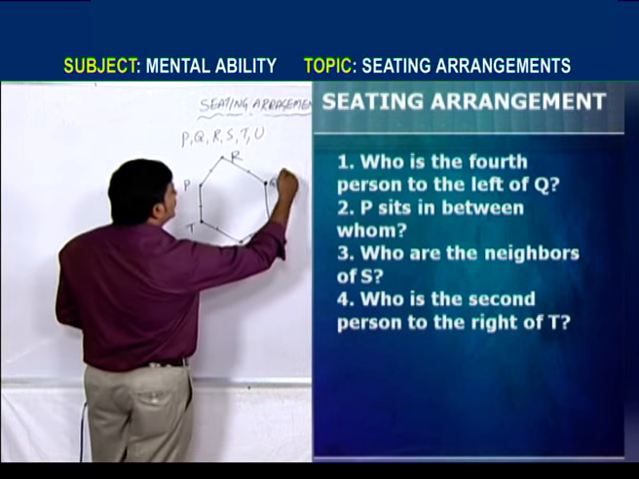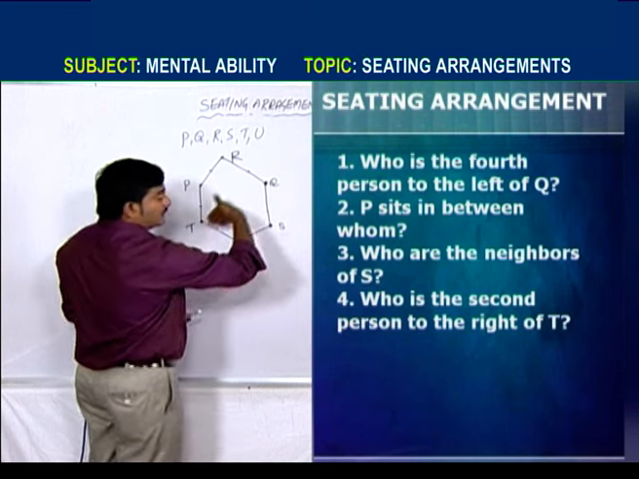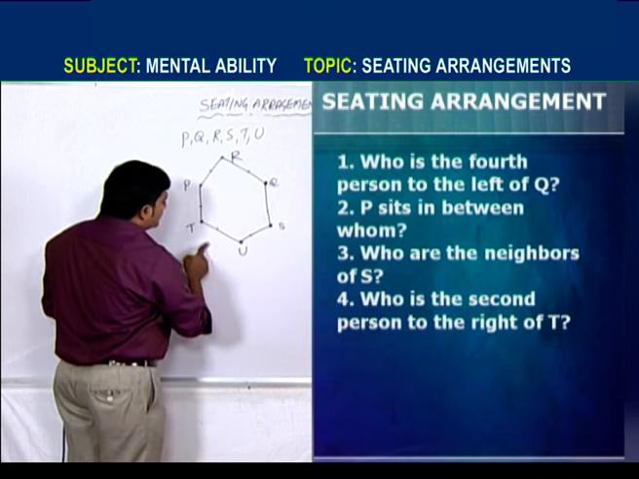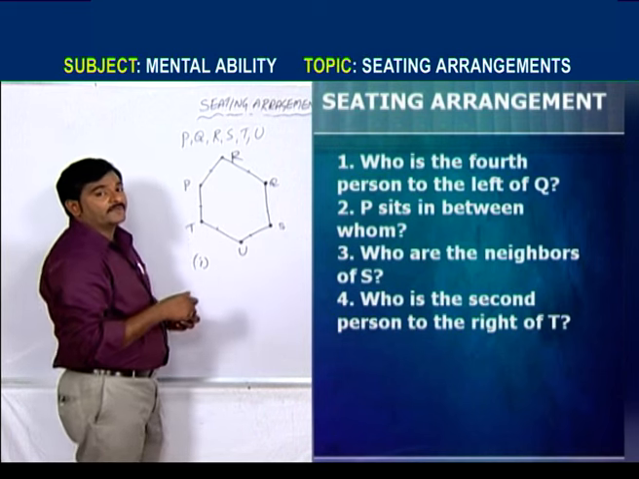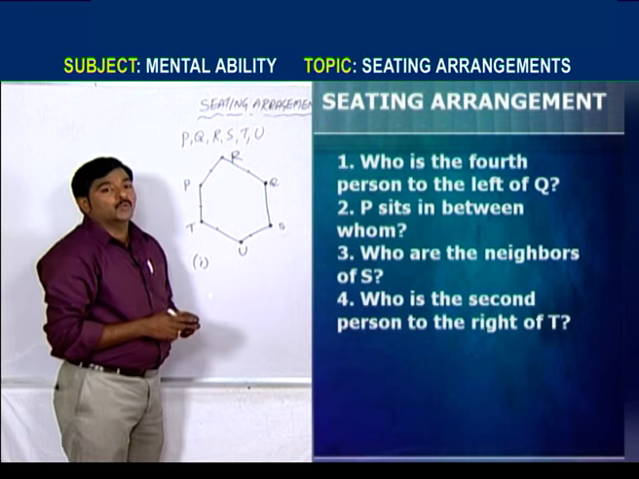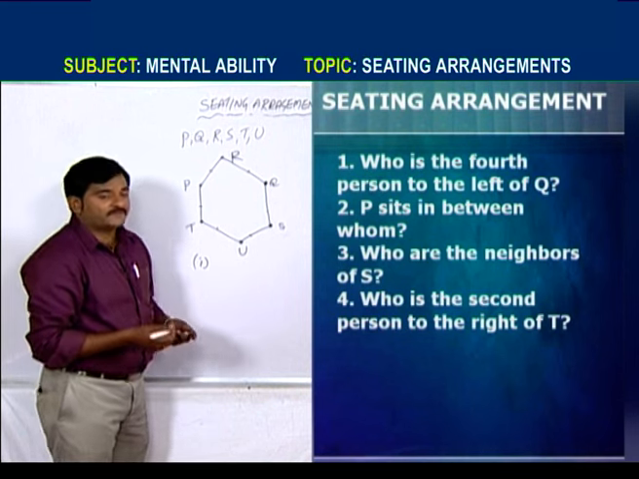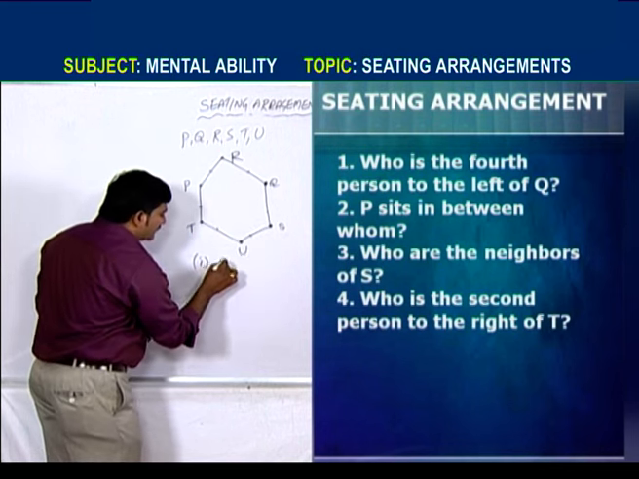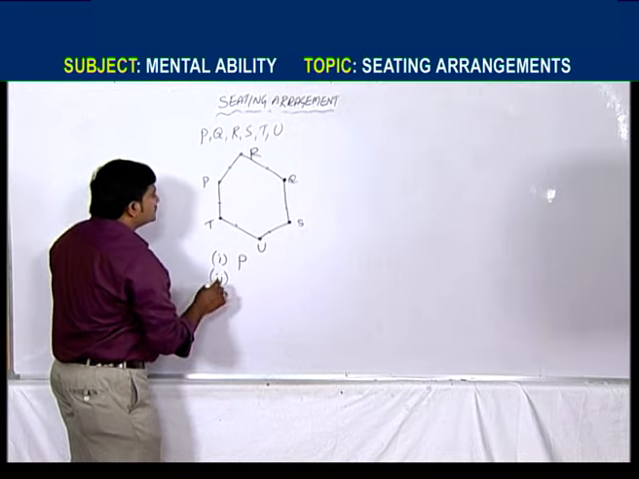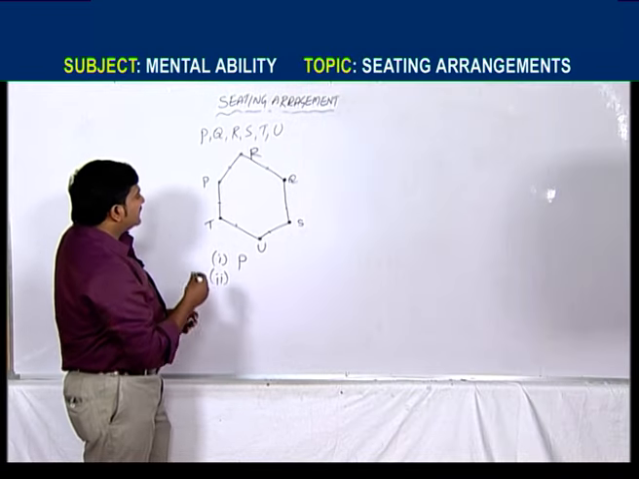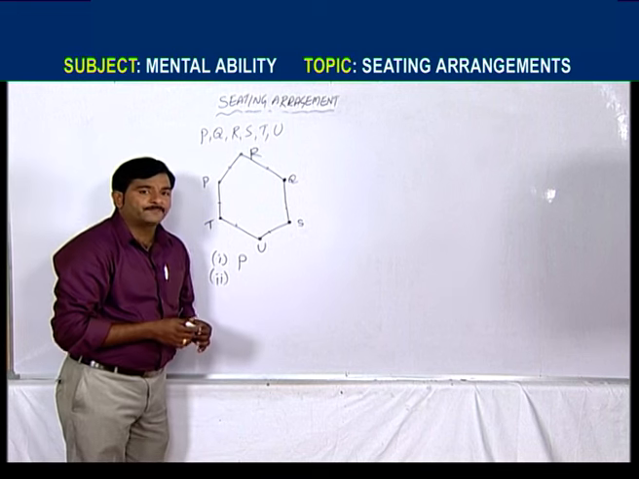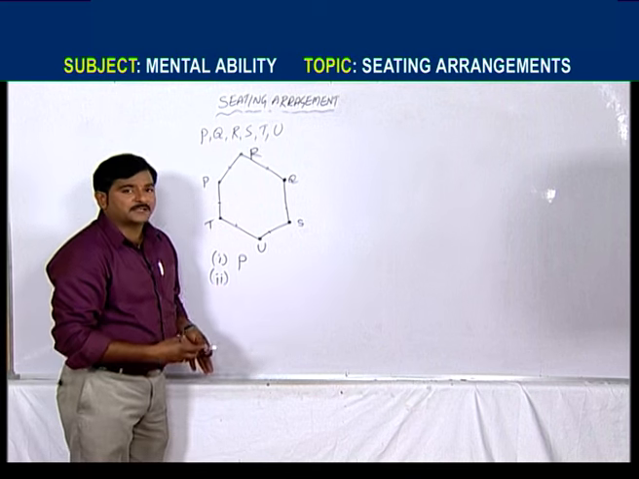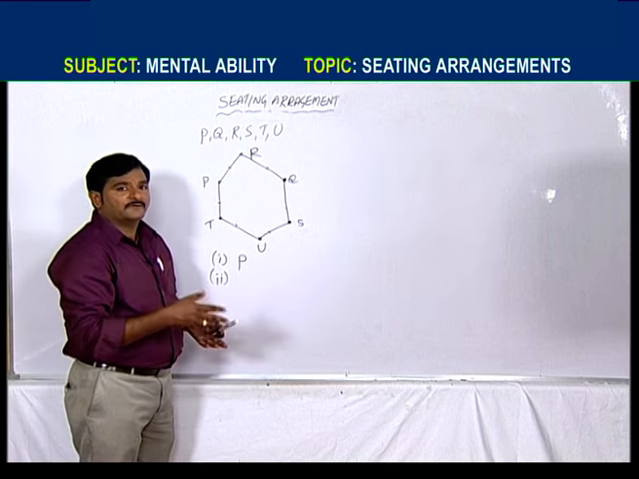So this is Q. Q is facing towards center. So first left, second left, third left and fourth left. He asked to find out the fourth left. Who is the fourth person to the left of Q? Obviously, your answer is P. After arrangement, these questions are very easy. Who sits in between, right of, left of, something like that.